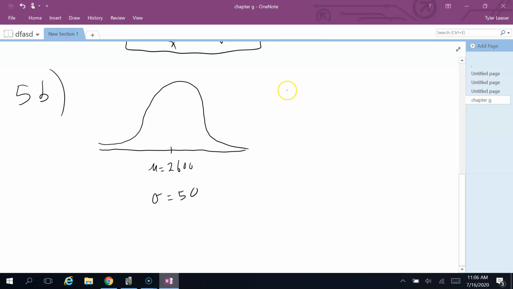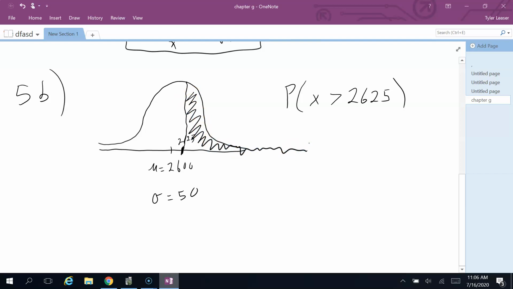This part B is asking us to find the probability that the woman we select has more than a need of 2,625 calories per day. 2,625 is going to be very close to the mean. It's going to be about here, 2,625, and we want to be more than that. So we are looking at the area starting at 2,625 and going to the right. And this does go on forever.